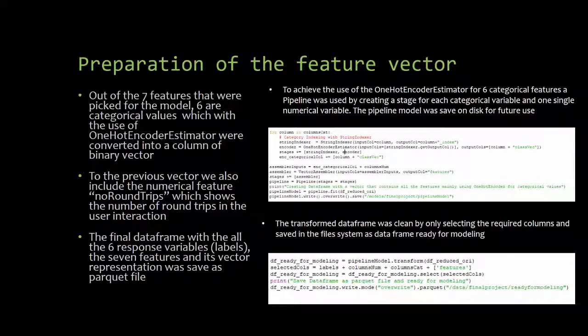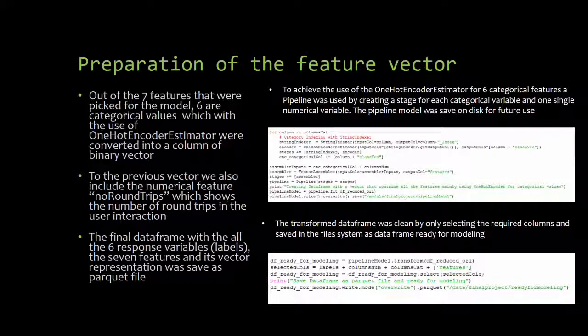Out of the 7 features that we picked for the model, 6 are categorical values, which are converted into binary vectors with the use of the one-hot encoder estimator. To the previous vector, we also include a numerical feature, number of round trips, which shows the number of round trips per user interaction. To achieve this, we use a pipeline to create stages for each categorical value and then convert them into a single vector.